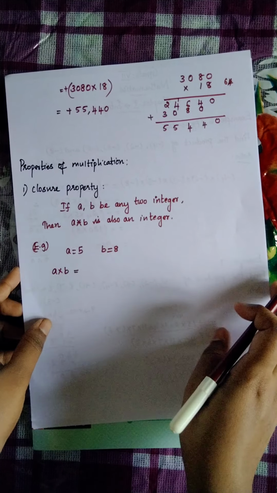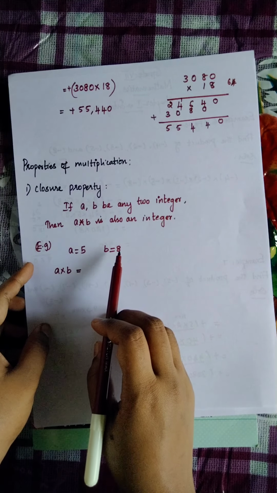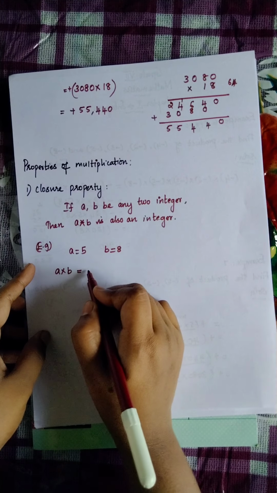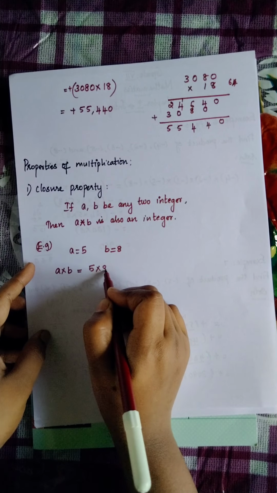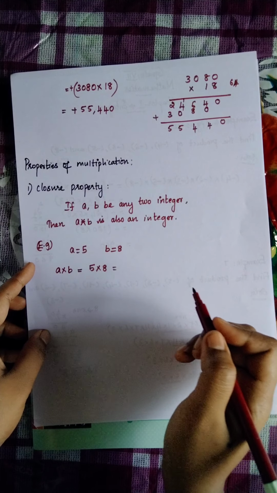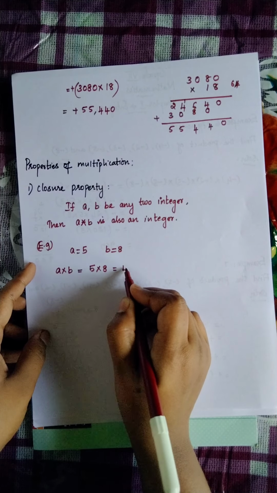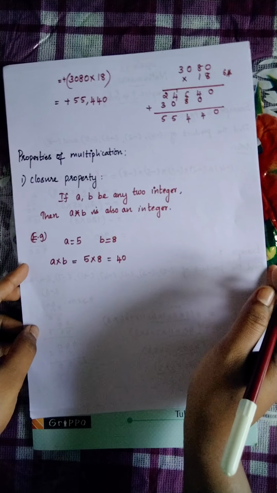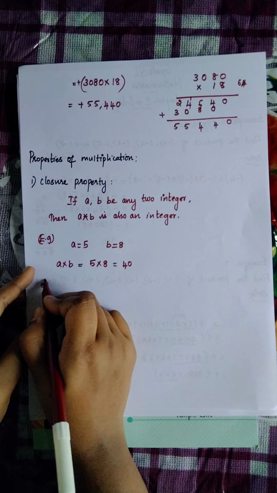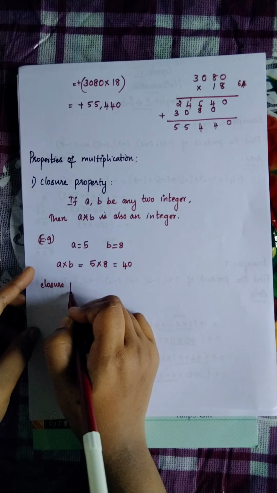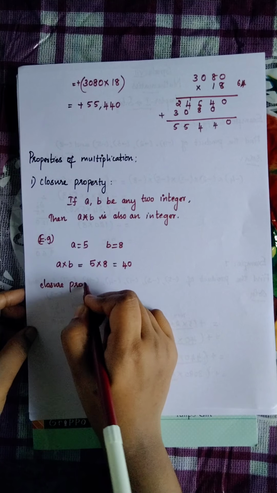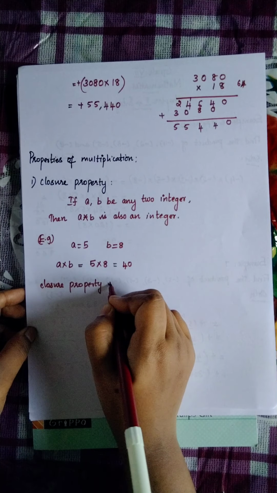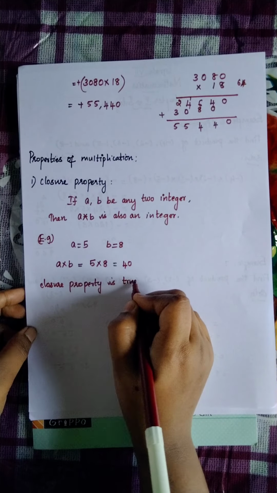Shall we check? Value for a is 5, value for b is 8. So a into b, that is 5 into 8. What is 5 into 8? 5 into 8 is 40. Is 40 an integer or not? It is an integer. So closure property is true under multiplication.